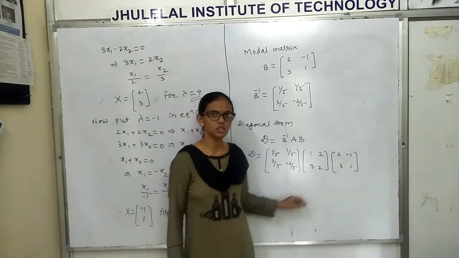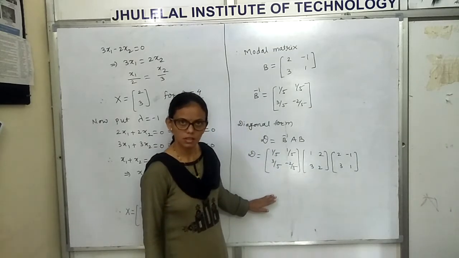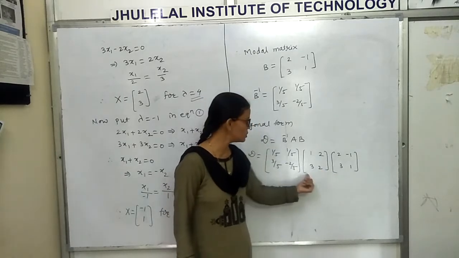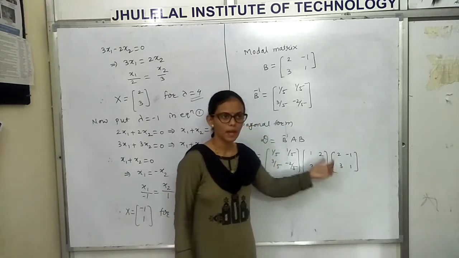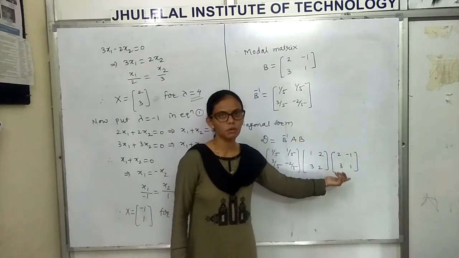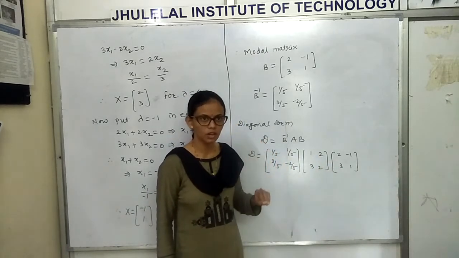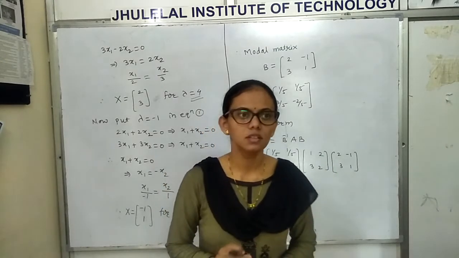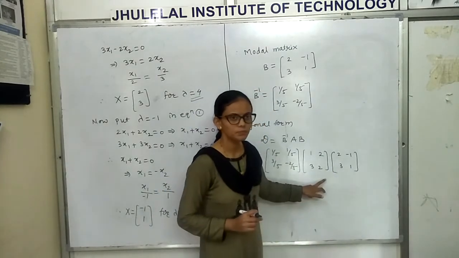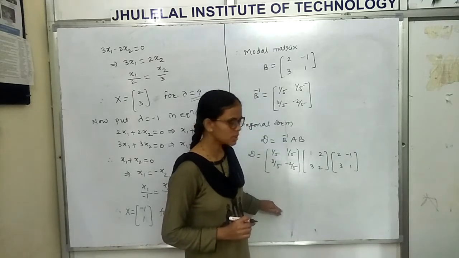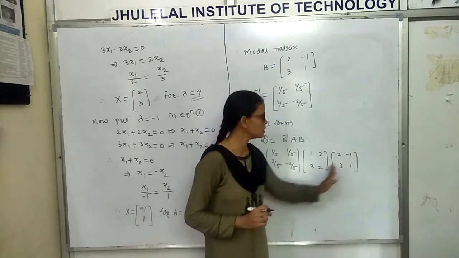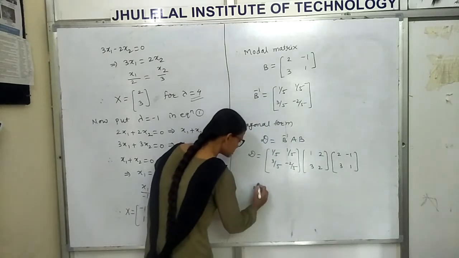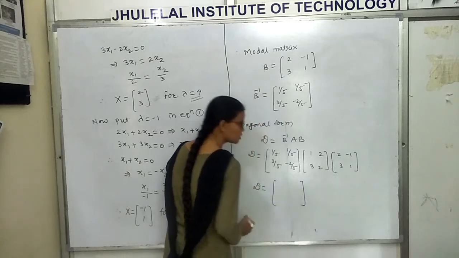Again matrix multiplication is possible in calculator. You can just save these three matrices as A, B, C and then multiply matrix A, matrix B, matrix C. Or if it is not possible to multiply these three matrices in calculator, just multiply first two matrices. You will get the resultant matrix and multiply that resultant matrix with the third matrix. So if you multiply these three matrices, you will get a diagonal form.